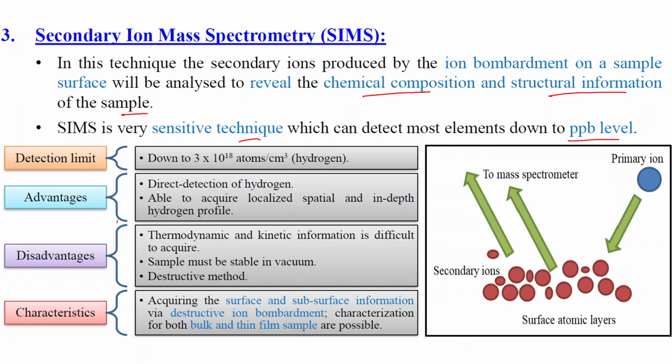I'm not reading all this because a lot of slides are left, so I'm not reading these advantages and disadvantages. Whatever is necessary, I will read. The characteristics it determines are acquiring the surface and subsurface information via destructive ion bombardment, and characterization for both bulk and thin film samples is possible.